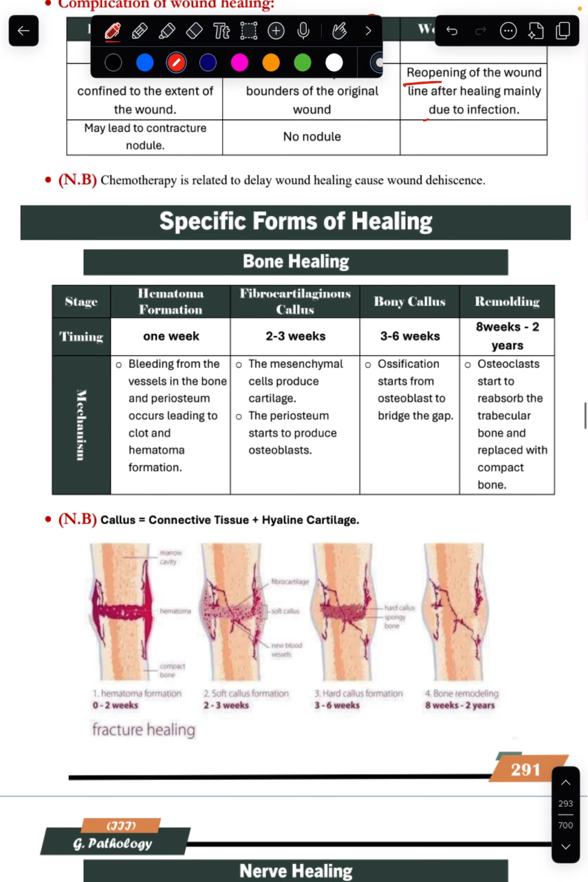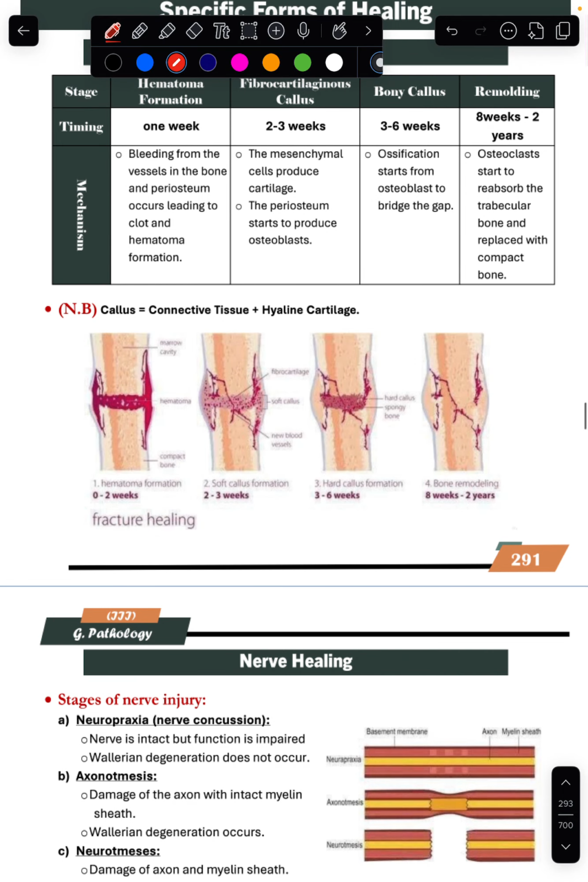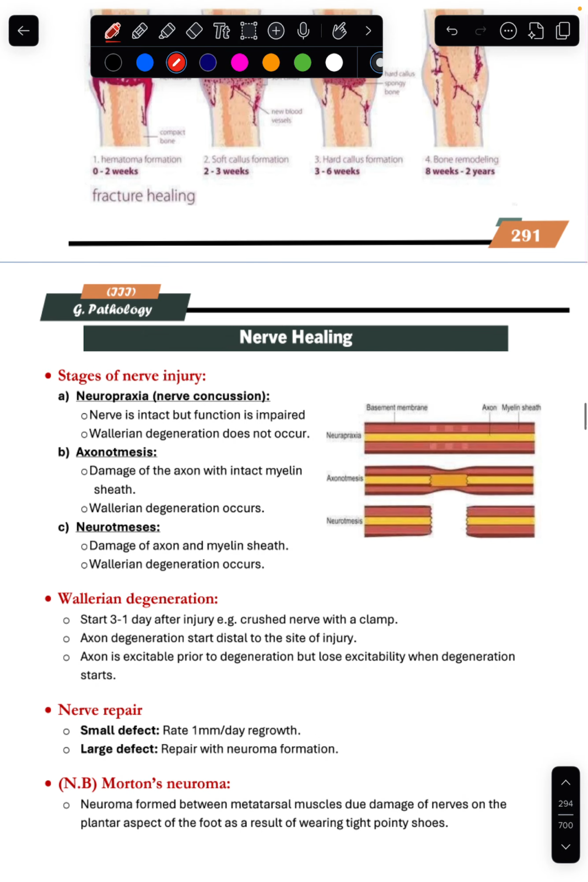Specific forms: bone healing. Hematoma at 1 week, then fibrocartilage callus, then bone callus, and at 6 to 8 weeks remodeling, which continues for years. Fracture healing is callus healing. Nerve injury: neuropraxia, axonotmesis, neurotmesis.